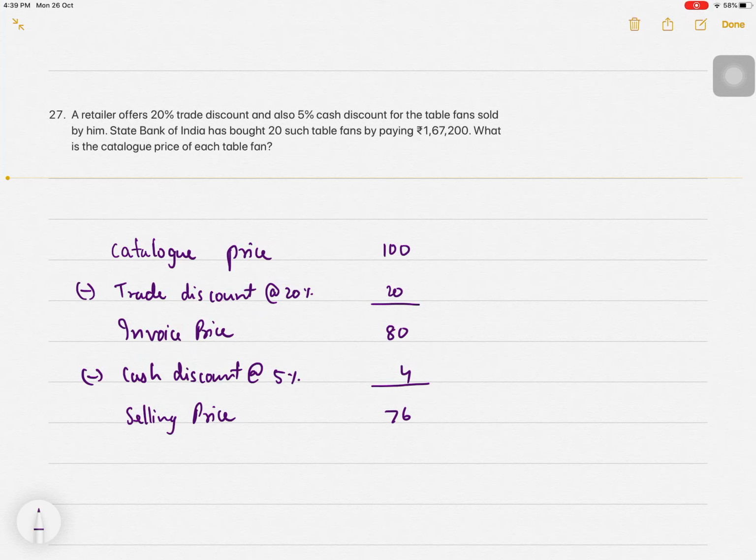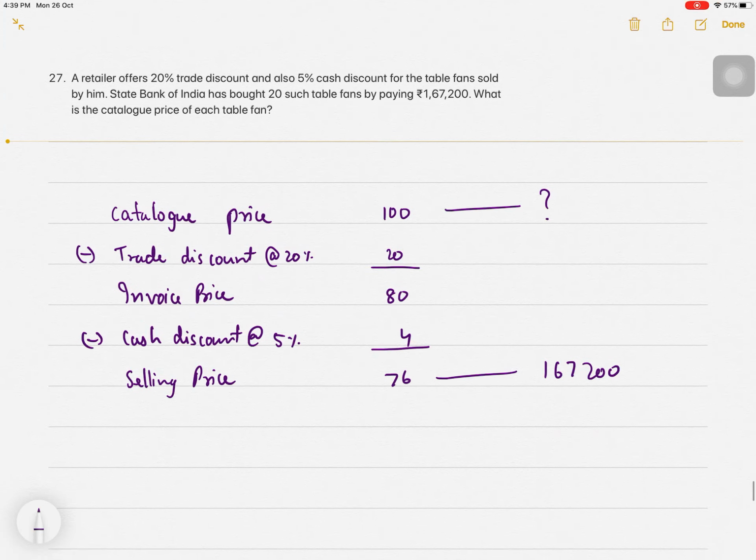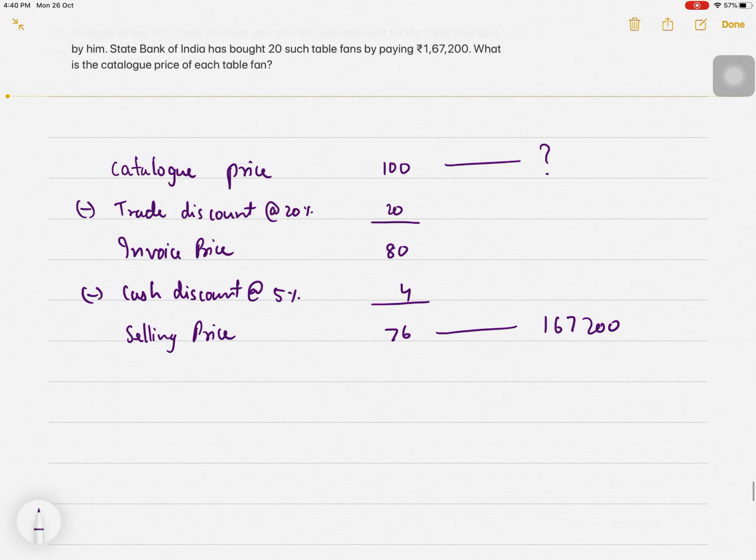State Bank of India has bought 20 such table fans by paying 1,67,200. Okay, so this is the offer which the retailer offers, and State Bank bought 20 such table fans by paying 1,67,200. So if selling price is 1,67,200, what is the catalog price of each table fan? For 20 fans, selling price is 1,67,200. What is the catalog price?